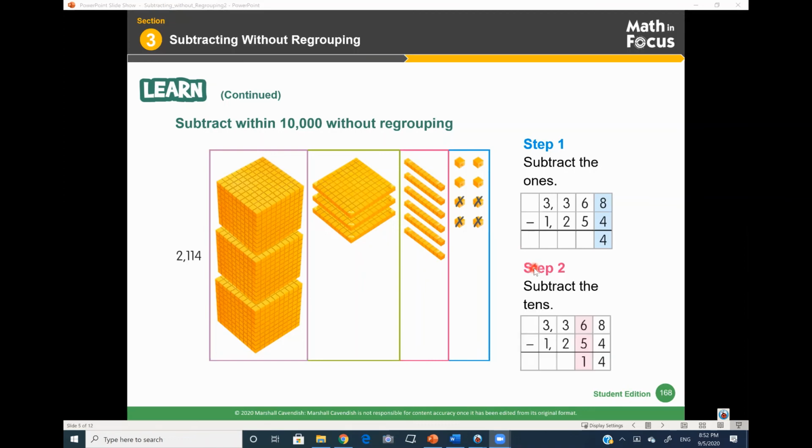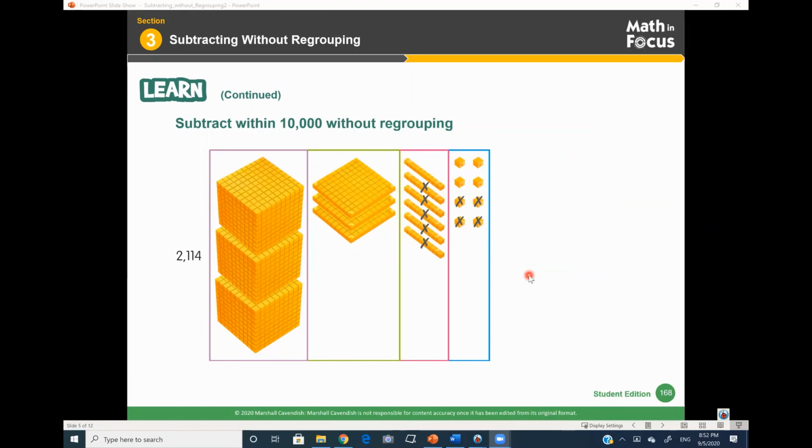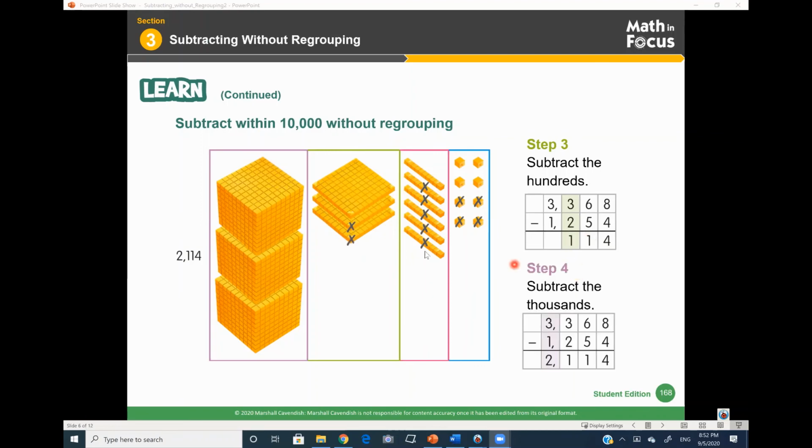Then step number 2 is subtract the tens. You have 6 tens minus 5 tens, 1 ten is going to be left. Step number 3 is going to be subtract the hundreds. You have 3 hundreds, you take 2 away, and 1 is going to be left. Step number 4, subtract the thousands. You have 3 thousands, you take 1 away, and you're going to have 2 left.